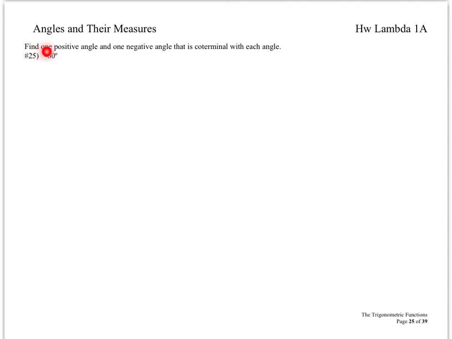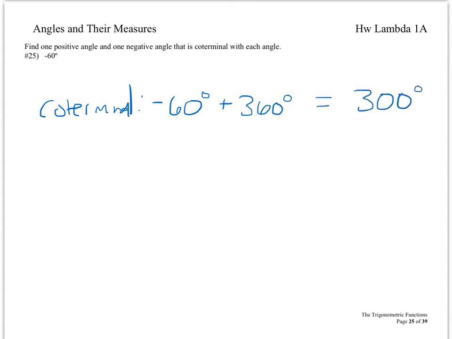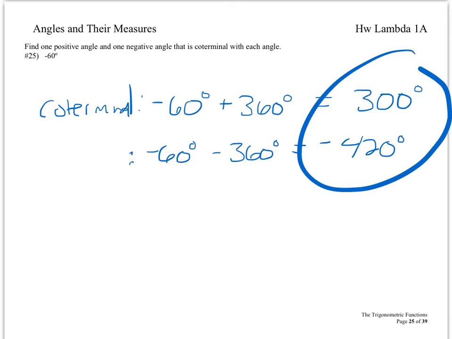25 says, find one positive angle and one negative angle that is coterminal with each angle. Coterminal means they share the same terminal side. Coterminal angles are always a complete revolution apart. Complete revolution in degrees is 360 degrees. If you add those, you get 300. To find a negative coterminal angle, we could subtract a complete revolution or a multiple of a complete revolution. So we get these two answers. There's more answers than that. Those are just two possible answers.